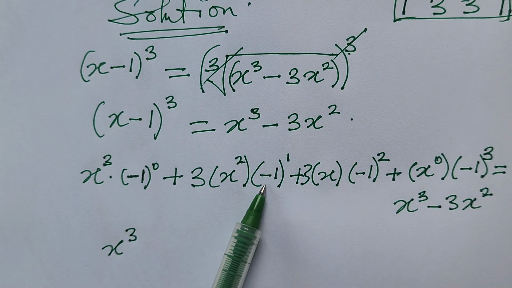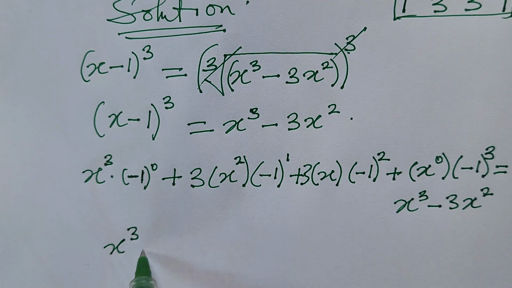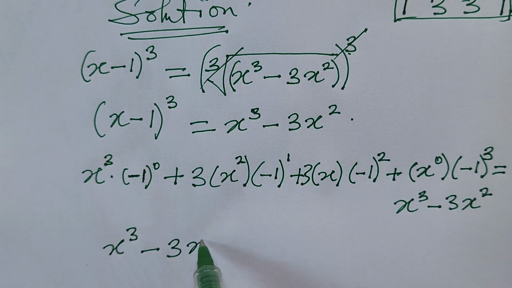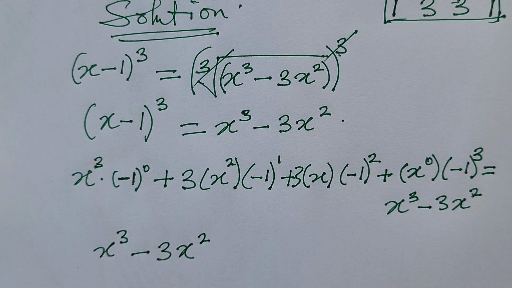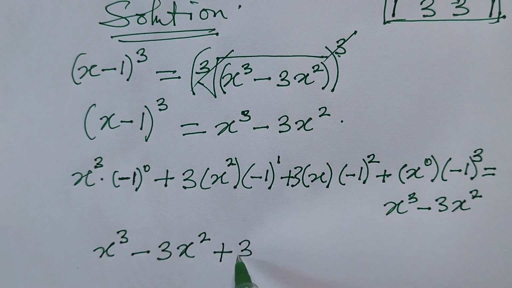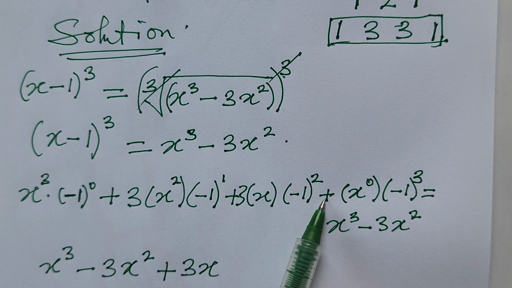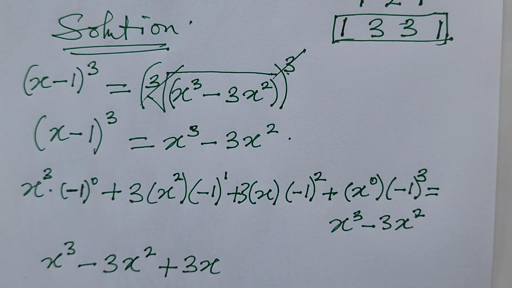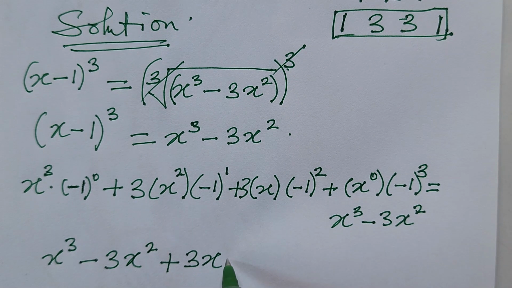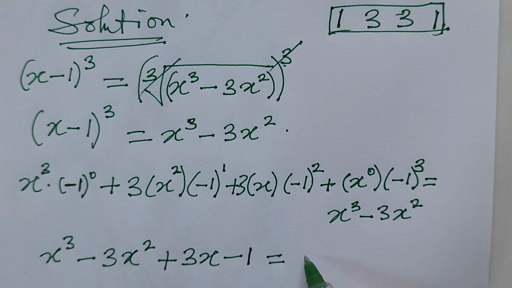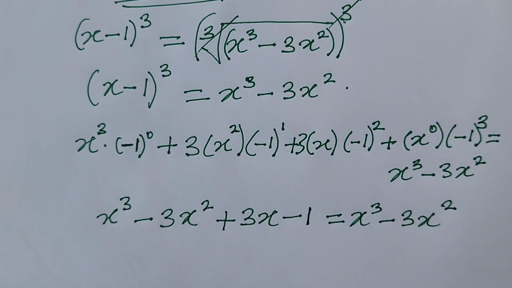Okay, so from here we're going to have x to the power of 3 on the left here. Then here will give us minus 1. So this minus times this plus will give us minus. So I have here minus 3x to the power of 2. Then here this plus times this plus will give us plus 3x. Then this will give us minus. So minus times this will give us minus. And here we have power of 0. So anything to the power of 0 will give us 1. So automatically this is going to give us minus 1, everything equal to x to the power of 3 minus 3x to the power of 2.